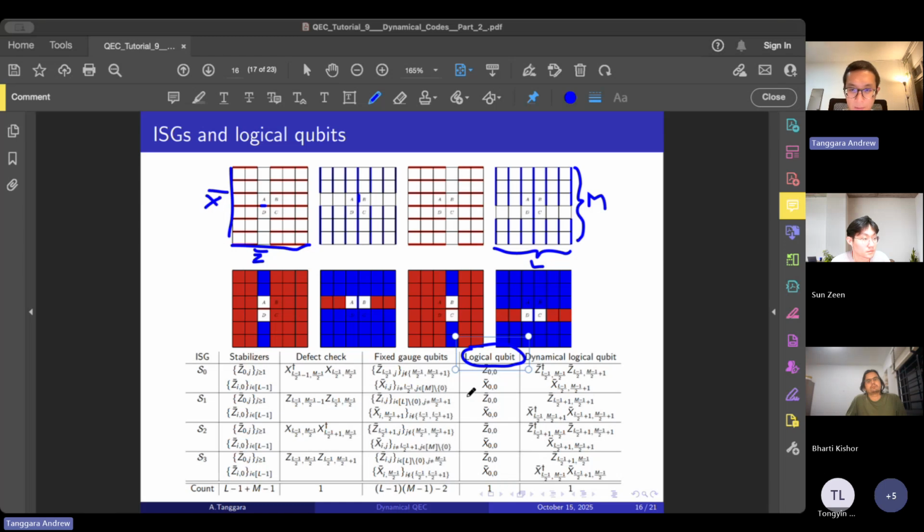So that's gonna be one, but we're gonna have one left, right? So we add all of this. The defect check is one, logical qubit is one. So now, cancel L minus one plus M minus one. So this is gonna be LM minus M minus L. And then you're gonna get one dynamical logical qubit.